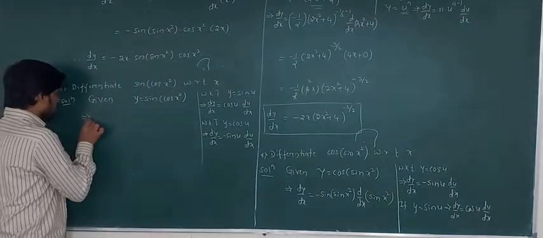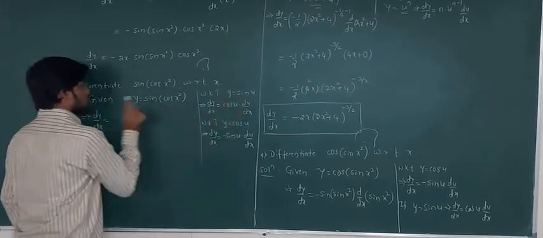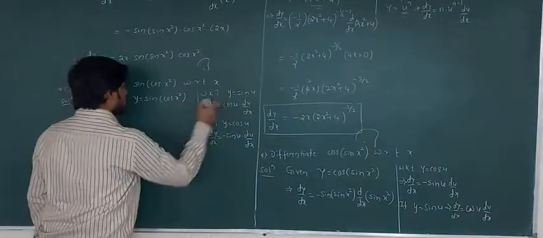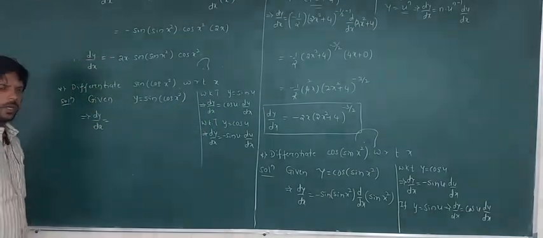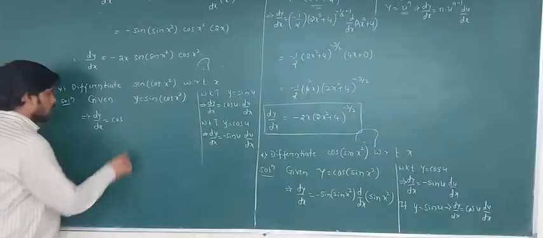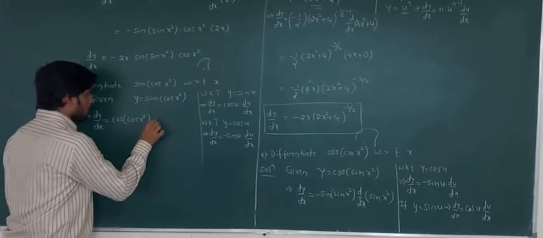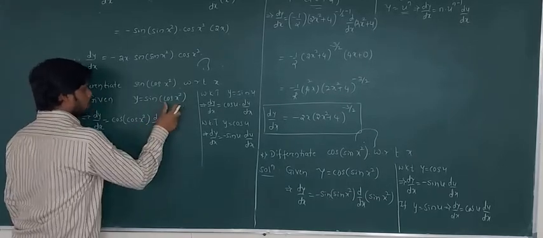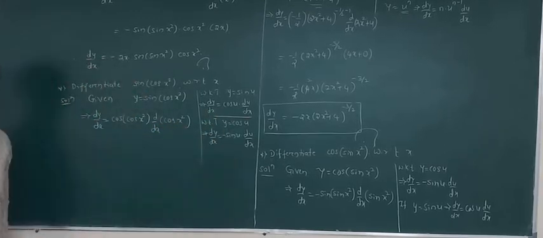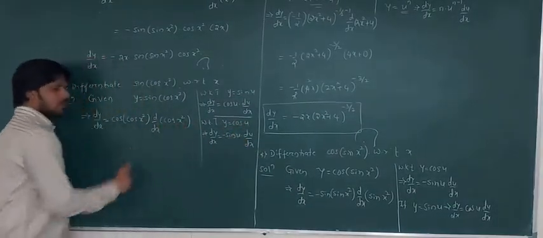So here dy by dx is equal to, first we will compare these two. In place of u, we have cos x square. So differentiating this one, sin differentiation is cos into cos of cos x square into d by dx of u, that is cos x square. This first step over. And again comparing these two, in place of u we have again here x square.